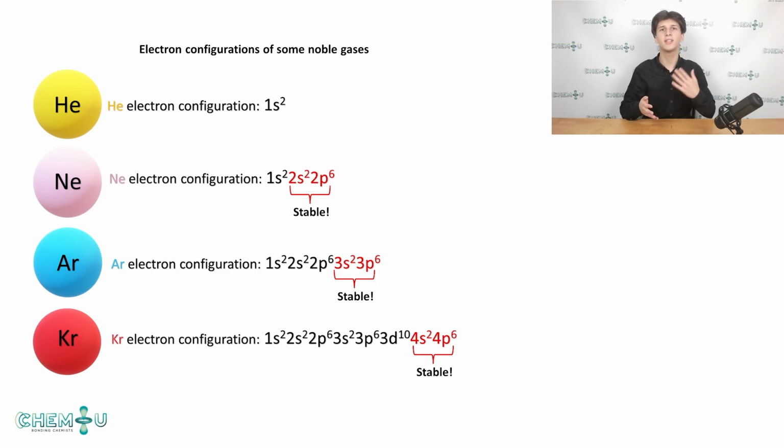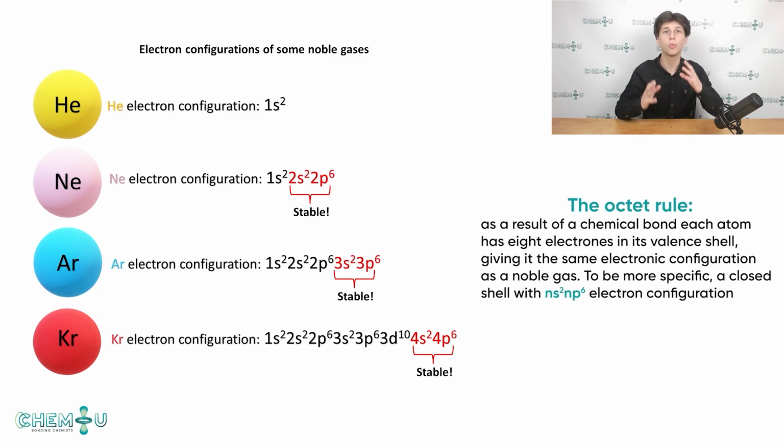You might remember that this electron configuration is very stable, and that's why all other nonmetals tend to share their electrons with other elements, thus gaining 8 electrons in total. And this leads us to the well-known Octet Rule. The Octet Rule postulates that the main group elements tend to bond in such a way that each atom has 8 electrons in its valence shell, giving it the same electronic configuration as a noble gas. To be more precise, a closed shell with an ns2-np6 electron configuration in which n is the energy level number.